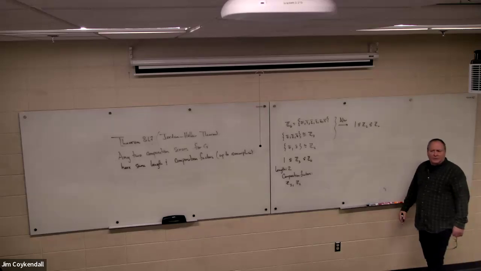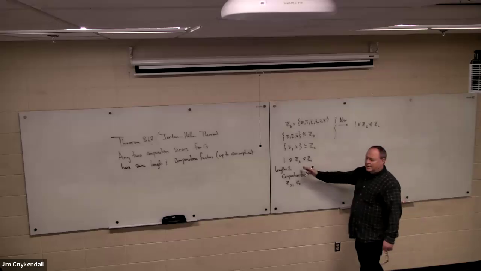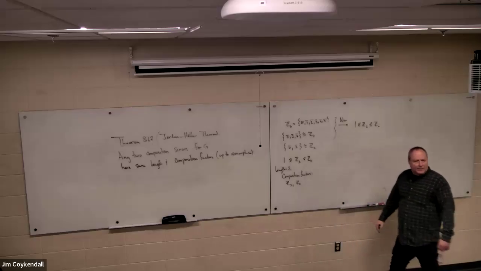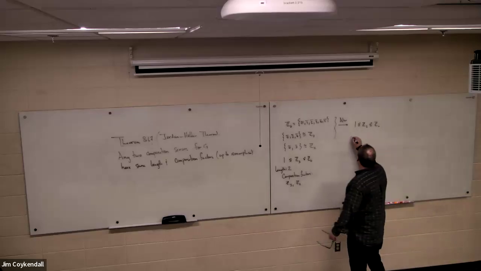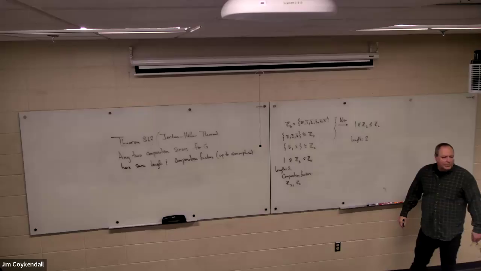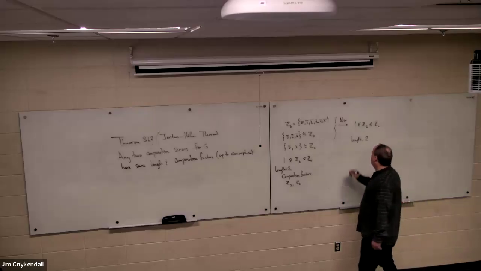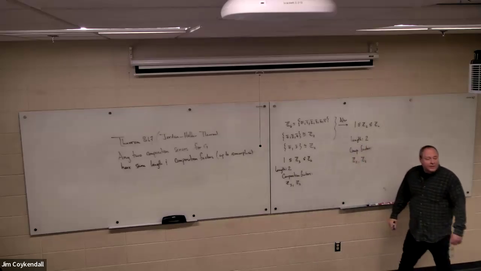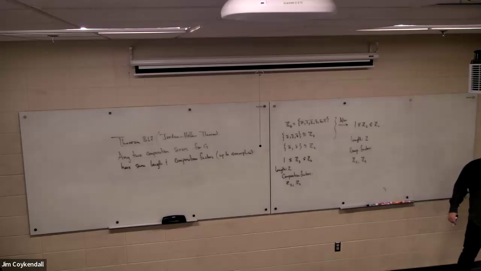Notice this is a different composition series, right? Of course, they both end up at Z6, but here I've got a different one in the middle. Do I agree with that? So the length here is again 2, as the Jordan-Hölder theorem would predict. The composition factors are Z2 and Z3. Notice they're in a different order, right? But they're the same. So again, we've got the same length and the same composition factors. Everybody okay with that?